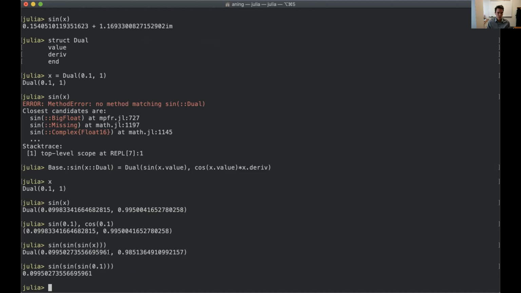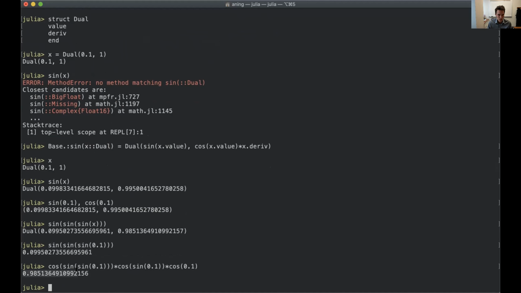So that's kind of a pain. Symbolically, it looks like this. The cosine of sine of, got to do the chain rule here, of 0.1 times the derivative of the inside, which is going to be the cosine of the sine of 0.1 times the derivative of that inside, cosine of 0.1. Yeah, and indeed this number is exactly the same as this number. It's the last decimal place there, right? So exact derivative.